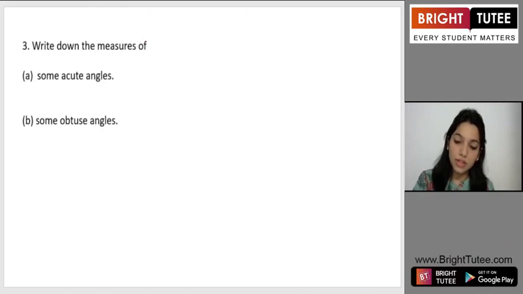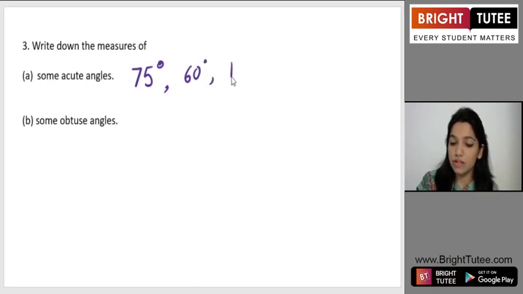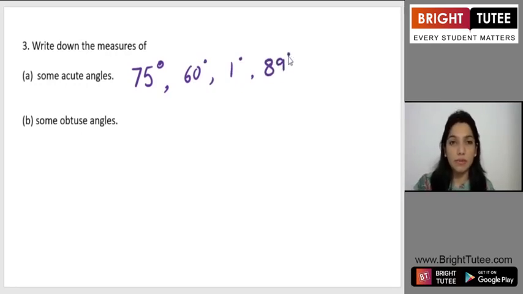So here in this question, we need to write down the measures of some acute angles, the angles which are less than 90. So the answer may vary. You can write any answer that comes to your head, but make sure the angle that you are writing is less than 90. So for example, we can write here 75 degrees because it's less than 90, and every time make sure that you put this small little dot on the top of the measure of whatever angle you are writing. It's very important. Then 60 degrees, I can even write down 1 degree. This is also correct because it's less than 90. I can even write down 89 degrees. So all these answers are some examples of acute angles.